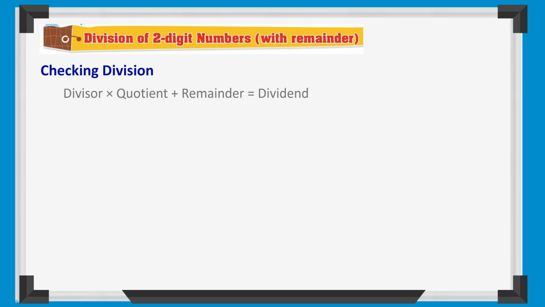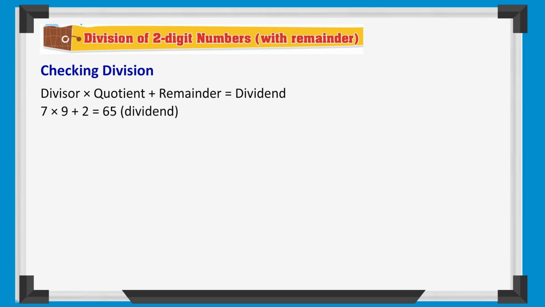Checking division: divisor times quotient plus remainder equals dividend. 7 times 9 plus 2 equals 65, the dividend. So our division is correct.